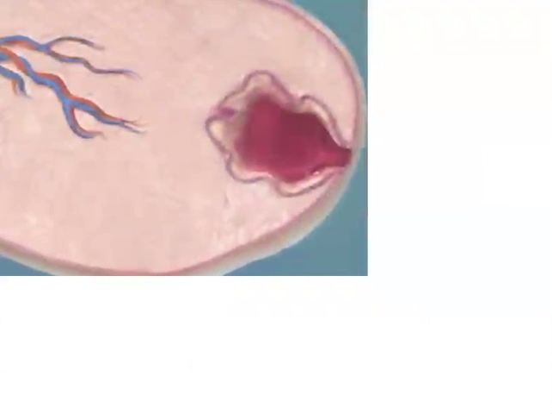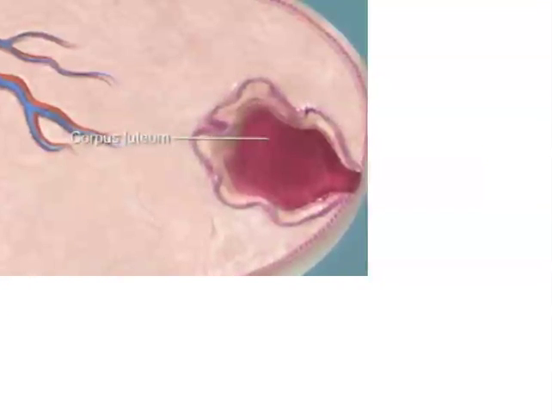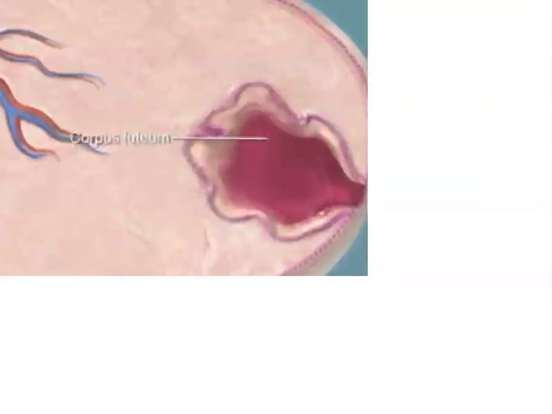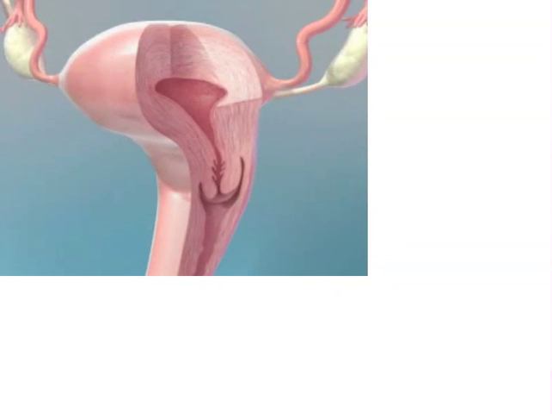After the release of the egg, the Graafian follicle changes and becomes the corpus luteum, which secretes the hormone progesterone in preparation of the lining of the uterus to support a pregnancy. If the egg is not fertilized, the corpus luteum dies and the progesterone secretion ceases. The menstrual cycle is then completed with a menstrual period.